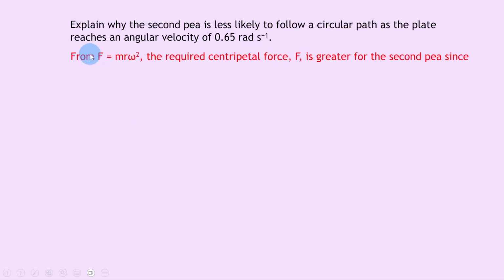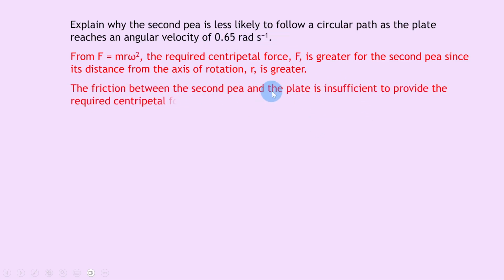Well, we could say from the equation that we used earlier for centripetal force, F equals m r omega squared, the required centripetal force F is greater for the second P since its distance from the axis of rotation r is greater. And remember, we're told that the second P is identical to the first one, so the mass will be the same for both. So if r is greater for the second P, then F will be greater for the second P, and both are going to reach the same angular velocity omega of 0.65 radians per second. And therefore we can say the friction between the second P and the plate is insufficient to provide the required centripetal force. And therefore it's less likely to follow a circular path compared to the first P.